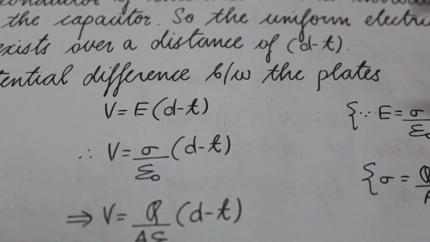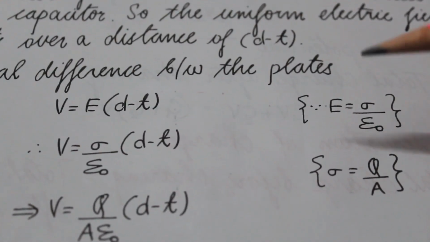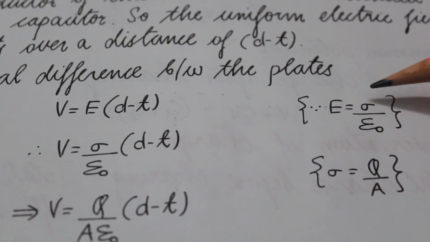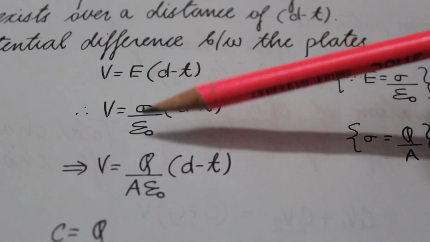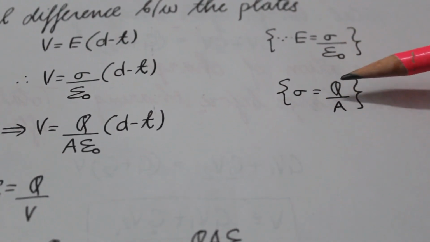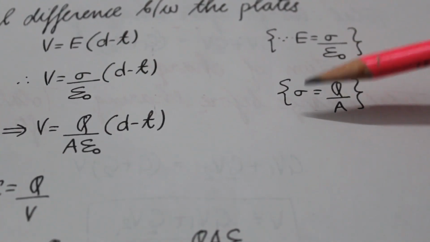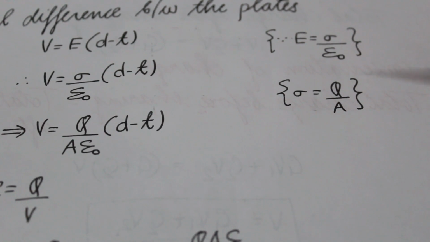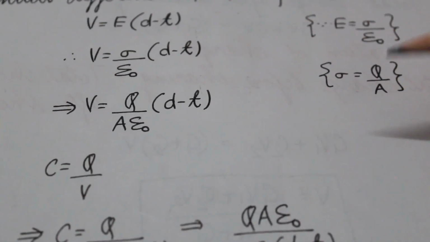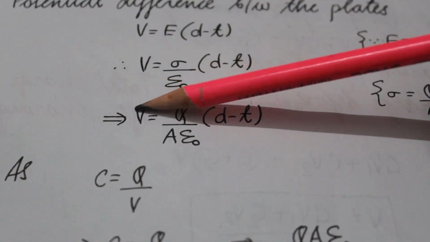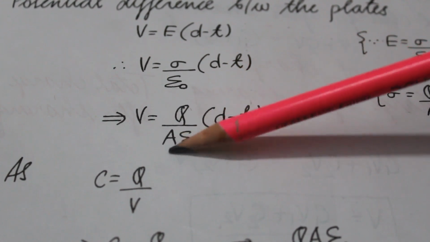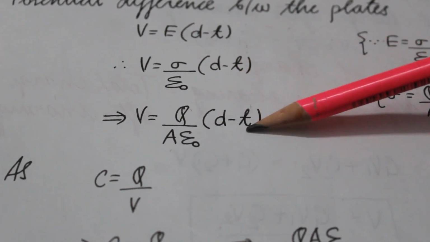So we know that for a parallel plate, electric field is given by sigma by epsilon naught. So putting this, we get V is equal to sigma by epsilon naught into (d minus t). Now we know that sigma is equal to Q upon A. Sigma is basically surface charge density, which is given by charge divided by area. Here A is the area of the parallel plates of the capacitor. So putting this, we get V is equal to Q upon A epsilon naught into (d minus t).